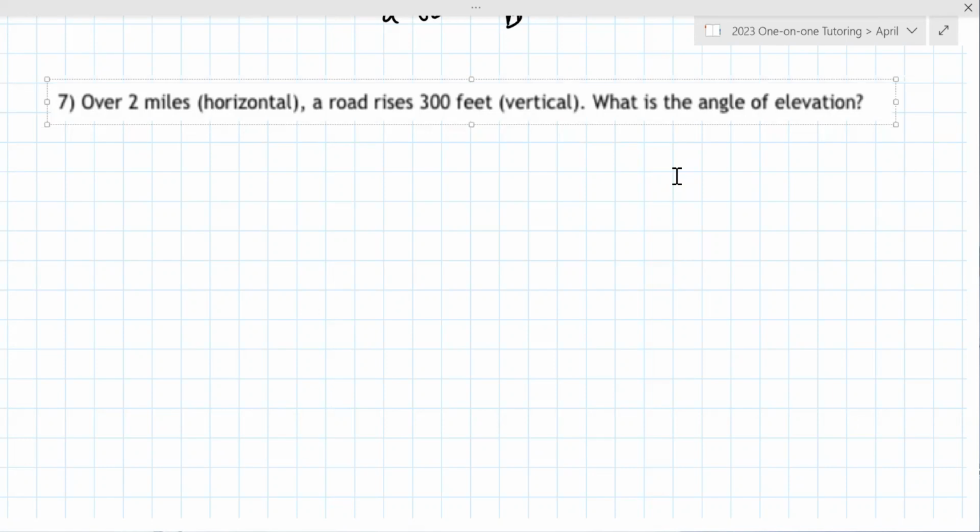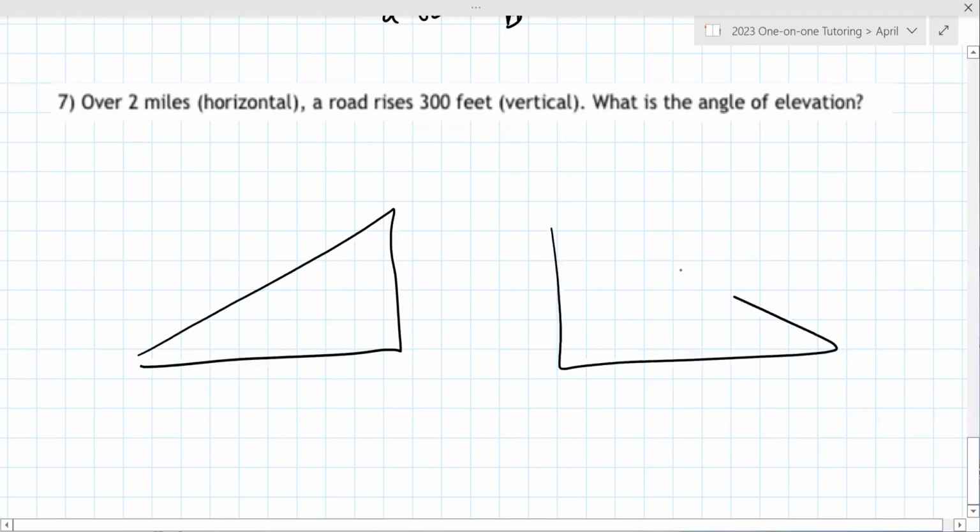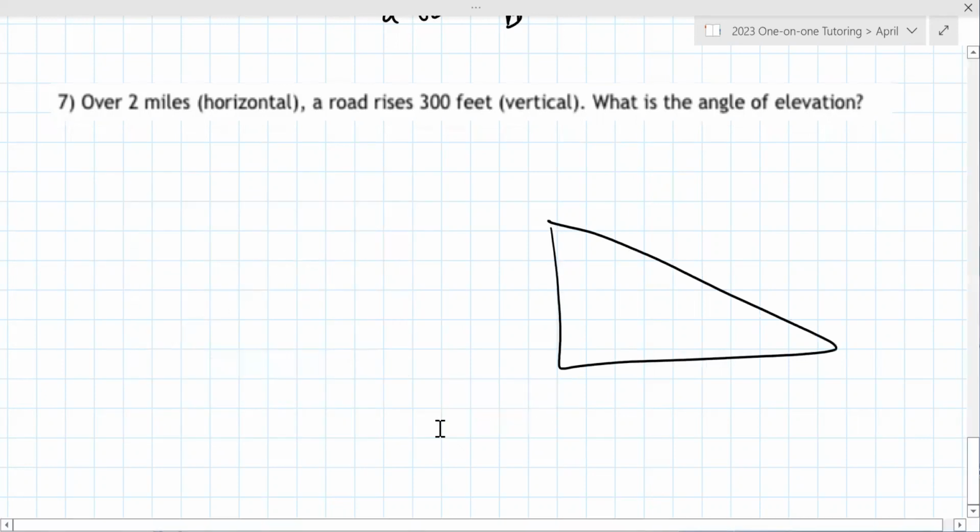Okay, I think I got it. All right, so does your triangle look like this one on the left or this one on the right? The one on the right. Okay. All right, so one of the issues here is miles and feet. Yeah. You have to convert one to the other.